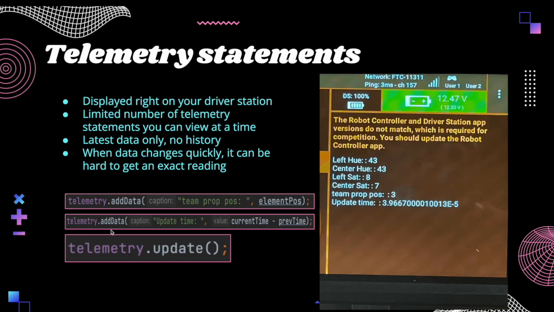Here are 2 telemetry statements along with their captions, which are shown here, and the value they are printing out. Always remember to include the line telemetry.update somewhere inside of your loop along with your telemetry statements so that the packet of telemetry statements will actually be sent over to the driver station.